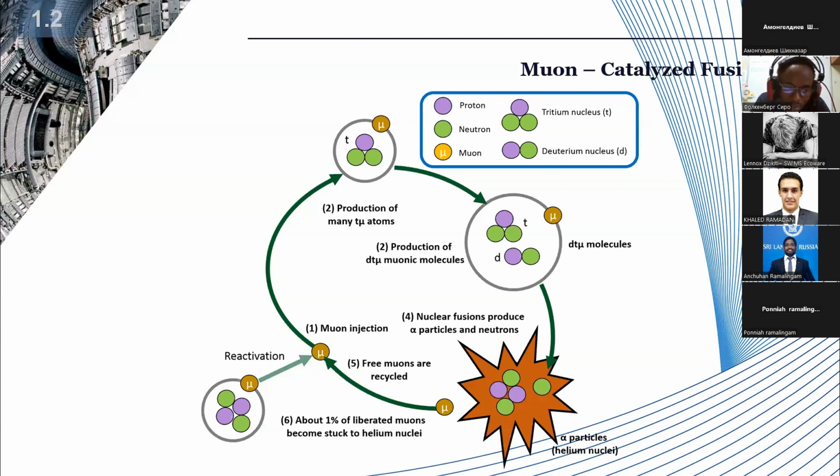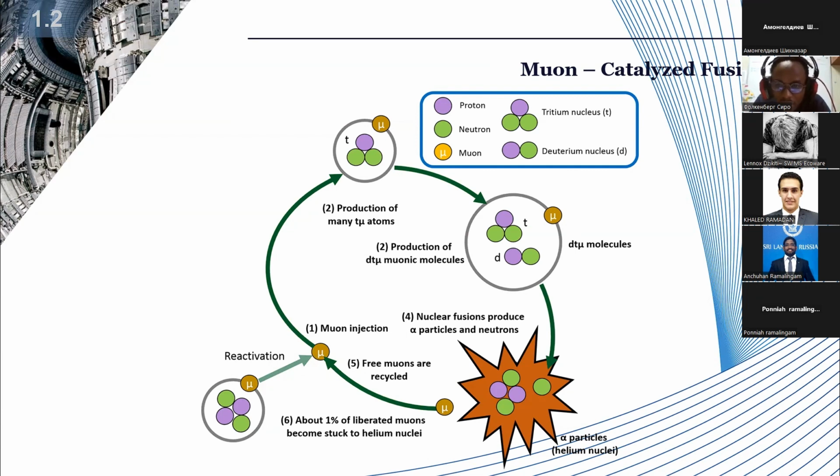In muon catalyzed fusion, what we are basically doing is substituting the electron with a muonic substance. The muon is also a subatomic particle, just like an electron, but the main difference is that it's about 200 times heavier than the electron, and the half-life is about 2.2 times 10 to the -6 seconds. It's negatively charged, just like the electron.